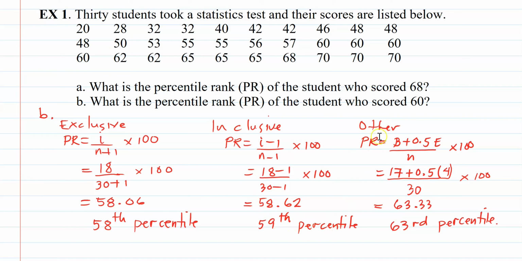All right, now using the other method, our formula is PR equals B plus 0.5E over N times 100. Our B is the number of scores below the score of 60. Because the 60 appears on the 18th position, that means that there are 17 scores below 60. So our B is 17.